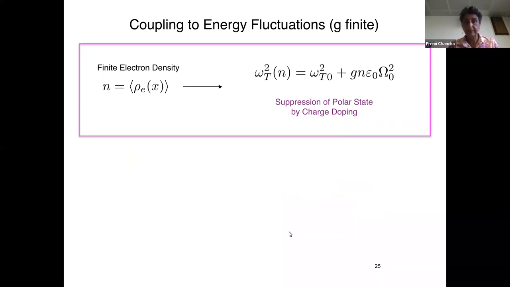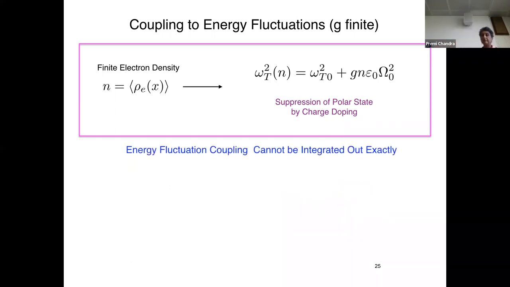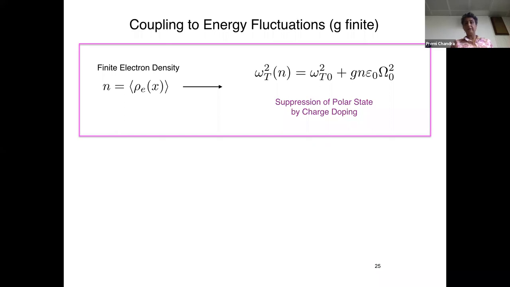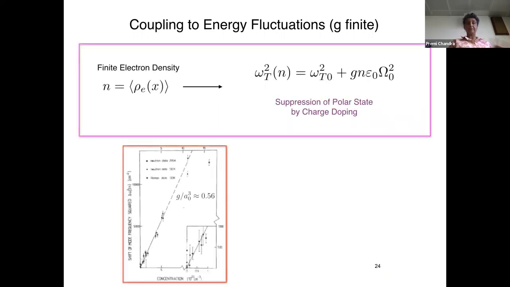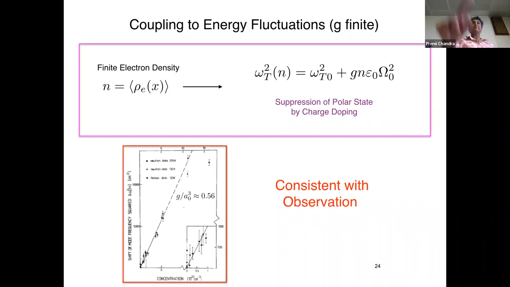Good. Now, the energy fluctuation coupling, what is its sign, g? Yes, very important. We now know that it's positive in our case, but it can be negative in other materials, but it is positive for strontium titanate. But you're right, we just took it to be positive because of this measurement. But you're right, it could be negative.